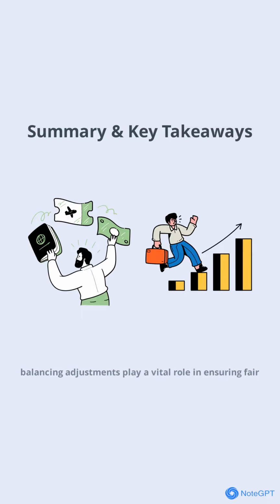Summary: balancing adjustments play a vital role in ensuring fair and accurate tax treatment when disposing of capital allowance assets. If the disposal proceeds are less than the residual expenditure, a balancing allowance provides a deduction. If the proceeds are higher, a balancing charge increases taxable income. No adjustment is needed if the proceeds equal the RE. These rules apply to all types of capital allowance assets, and proper documentation is essential for compliance.